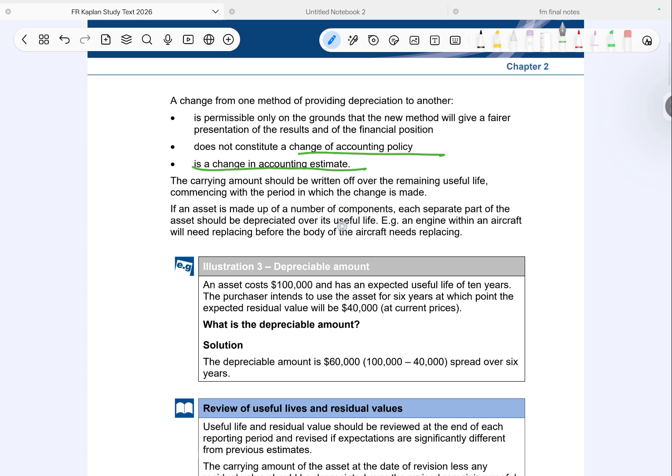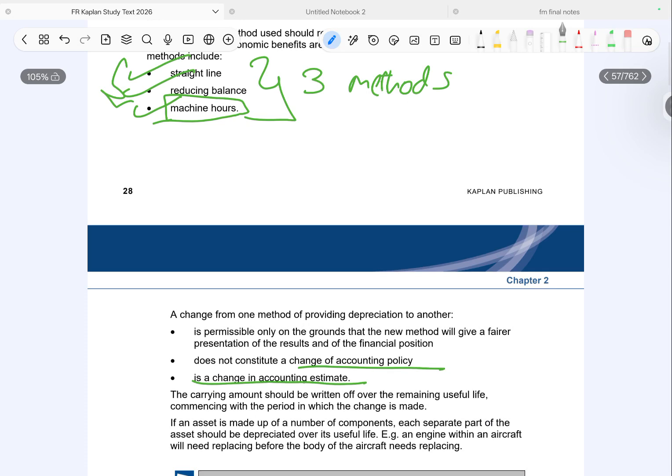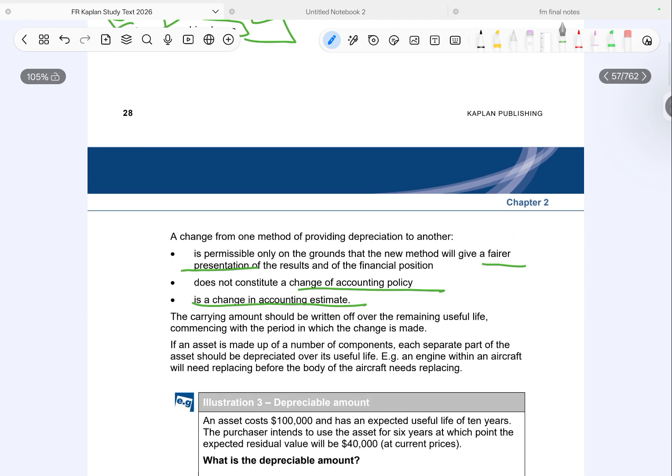And if an asset is made up of a number of components, each separate part of the asset should be depreciated over its useful life. Example, an engine with an aircraft will need replacing before the body of the aircraft needs replacing. So if you are using a straight line method for depreciating, we can change to reducing balance if and only if it gives a fairer representation of our depreciation. And it does not constitute a change in accounting policy.